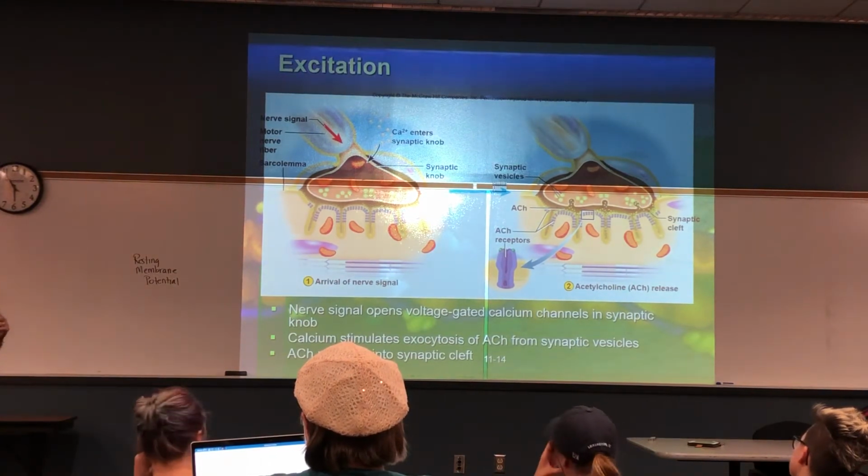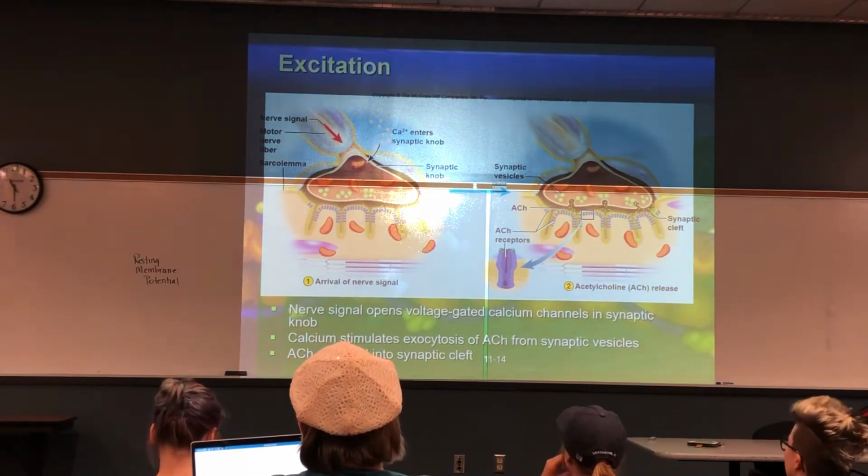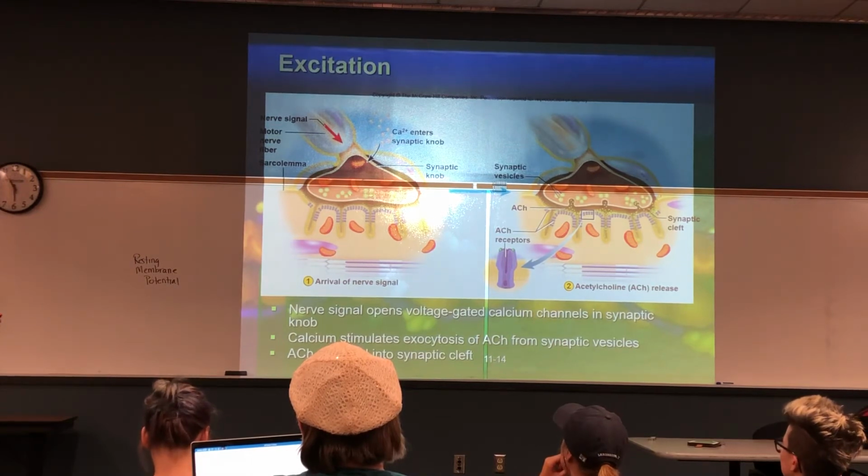Is everybody okay? Why is that calcium with the synaptic knob? How does that happen? Well, calcium is out here in the extracellular fluid. So you have calcium, all kinds of stuff in the ECM.